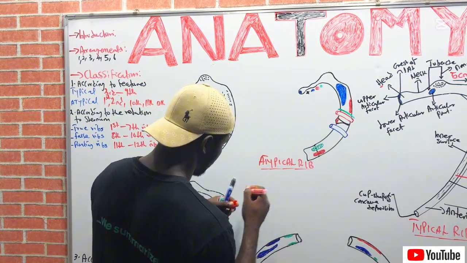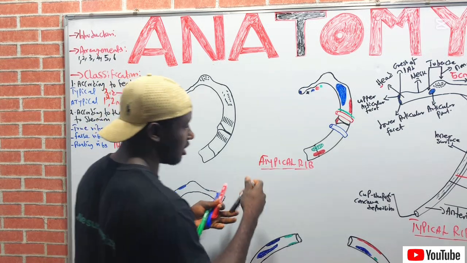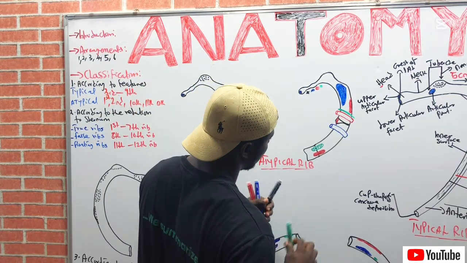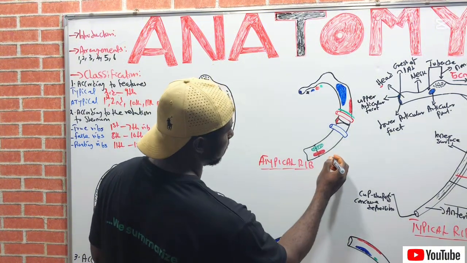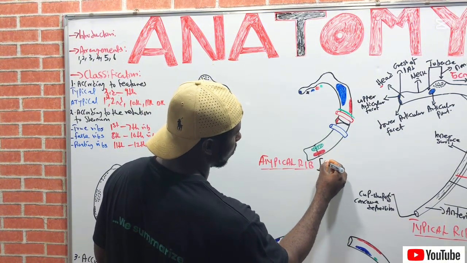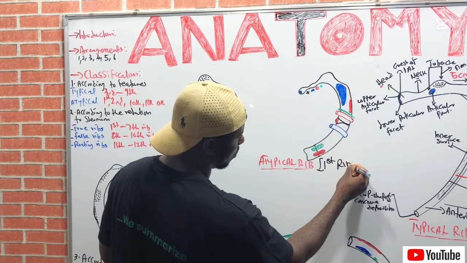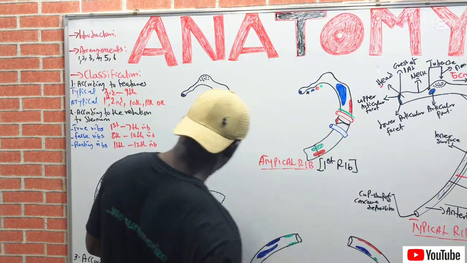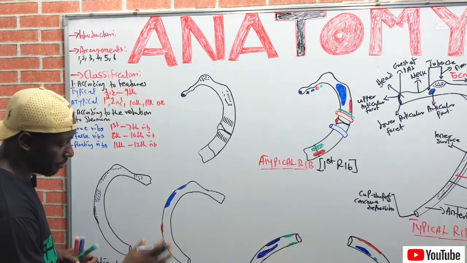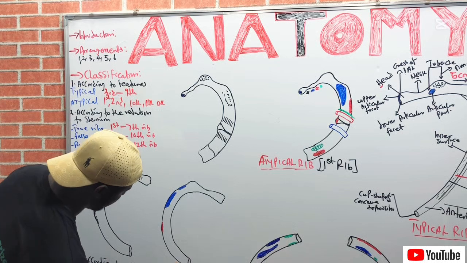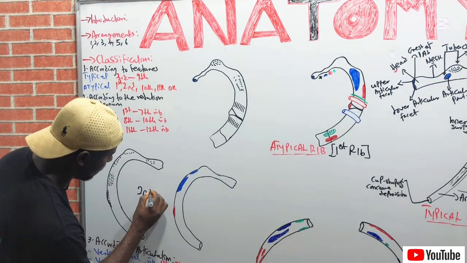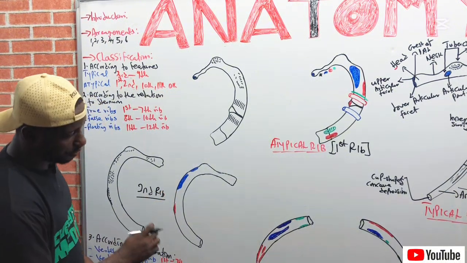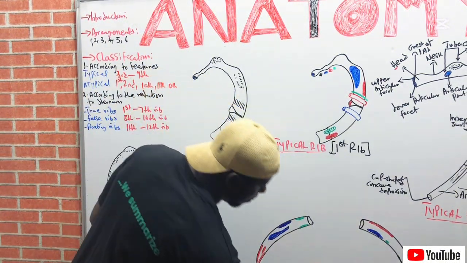Atypical rib. And this is the first rib. The first rib. This is also atypical rib. This is the second rib. Second rib. This is the 12th rib.